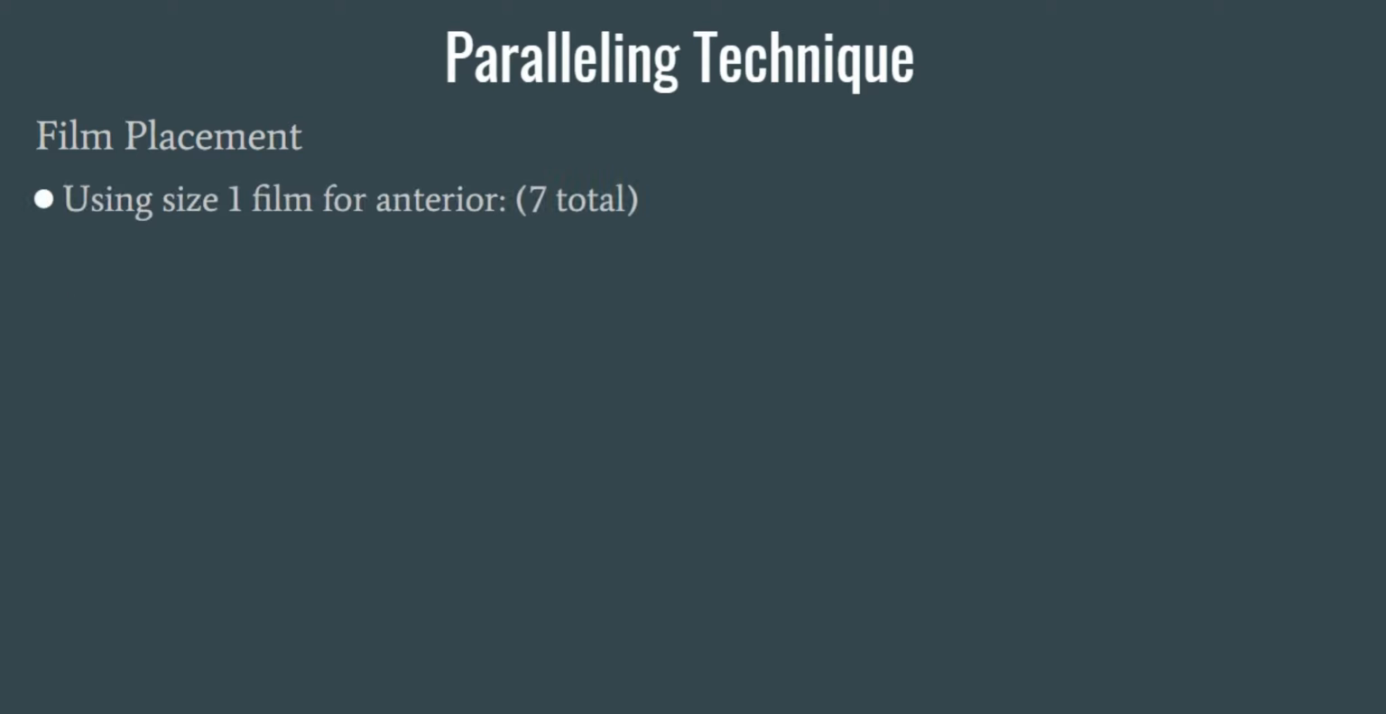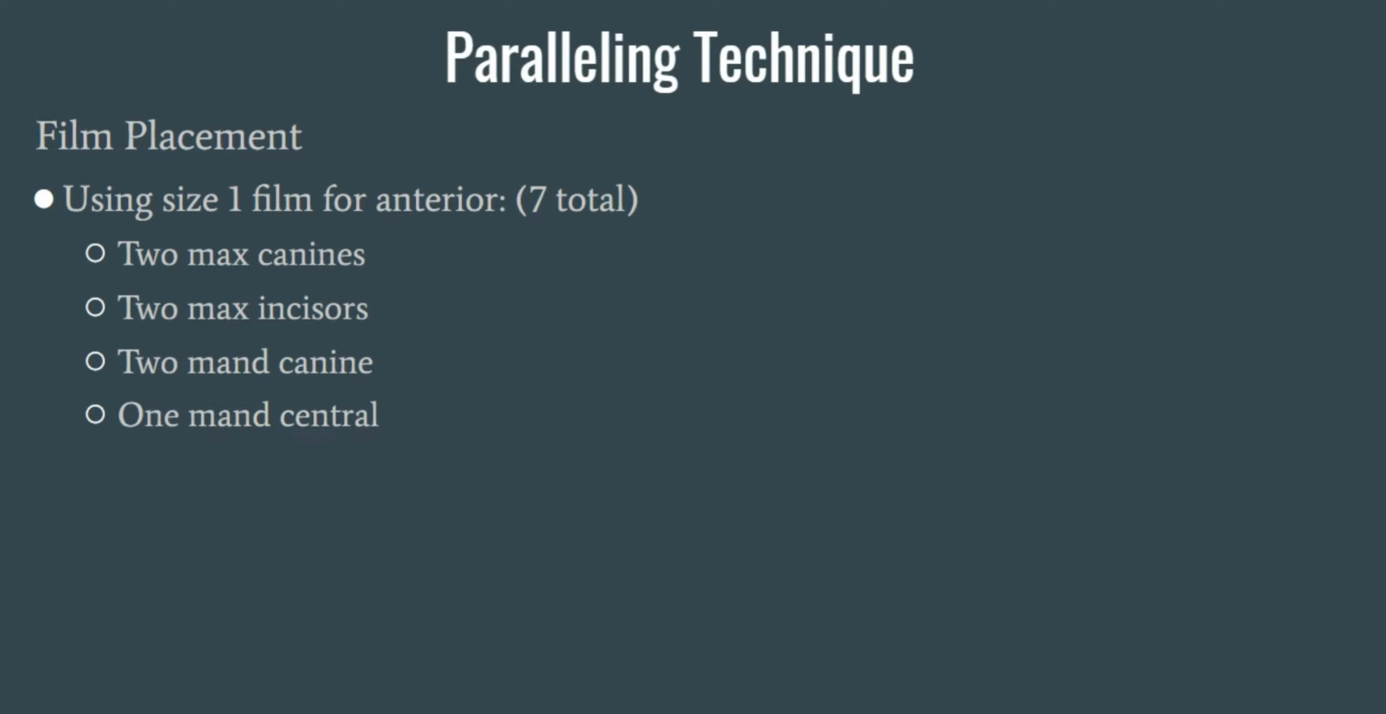So to review our film placement, when taking exposures in the anterior region, it's recommended that you use the size 1 film, and there's going to be a total of 7. You'll have 2 maxillary canines, 2 maxillary incisors, 2 mandibular canines, and 1 mandibular central. That one film should include your lateral and central incisors on both the right and the left.